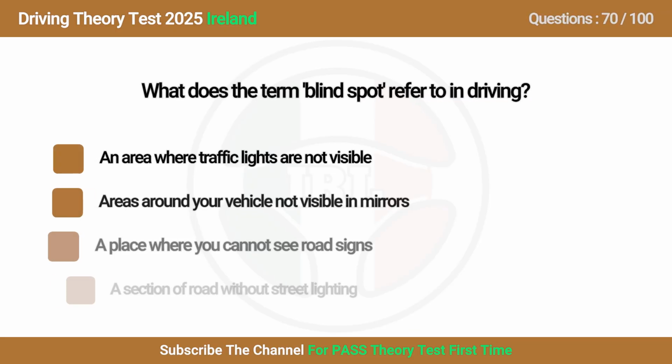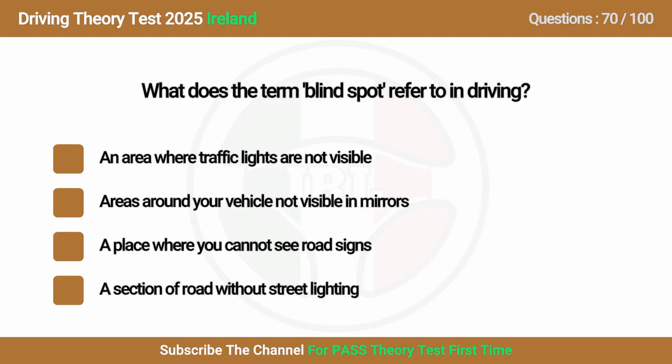Question 70. What does the term blind spot refer to in driving? A. An area where traffic lights are not visible. B. Areas around your vehicle not visible in mirrors. C. A place where you cannot see road signs. D. A section of road without street lighting.